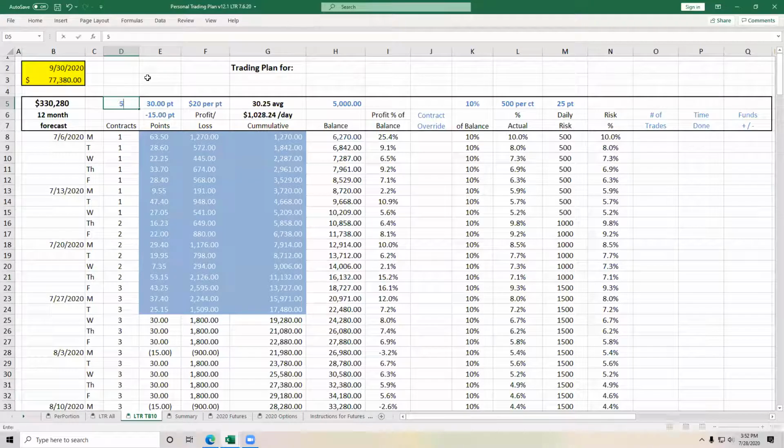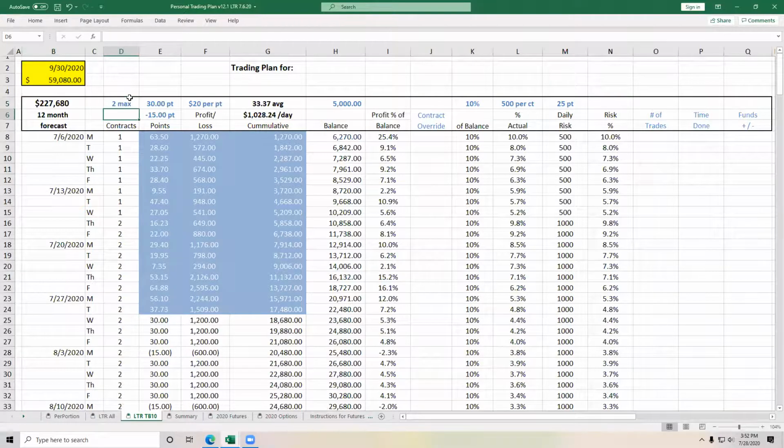So let's say you wanted to trade 5 contracts as a maximum. Well, the trading plan is going to grow you up to 5 eventually, and then cap out at 5 for the rest of the 12 months. And 5 contracts gives you an opportunity to make just over $500,000. Of course, you can play around with that all you want.